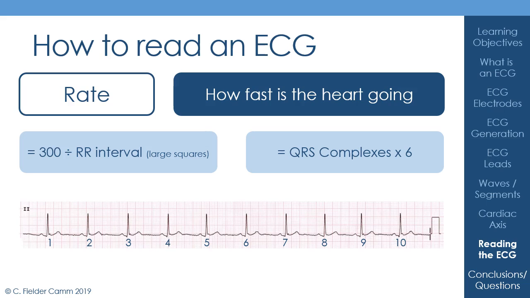Now, I think once you get used to doing it, certainly the 300 divided by the RR interval is a very quick way of getting an approximate heart rate, but it does fall down when the gap between complexes changes, so when the rhythm is not regular. And in that situation, counting up the complexes and multiplying by 6 may be more helpful. You can see this is 60 beats a minute as well.